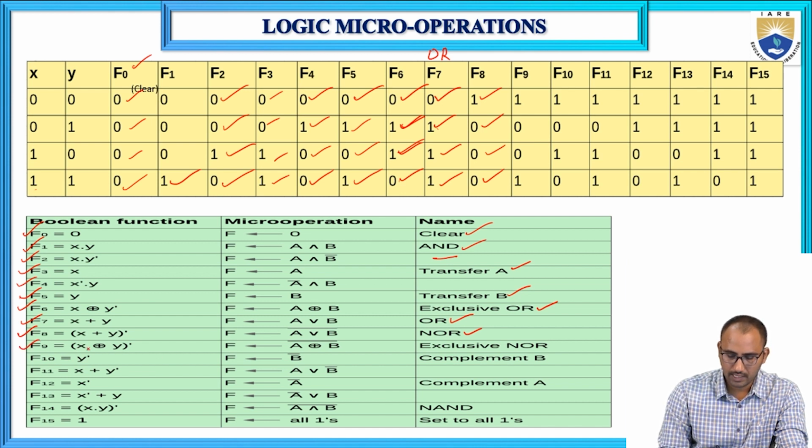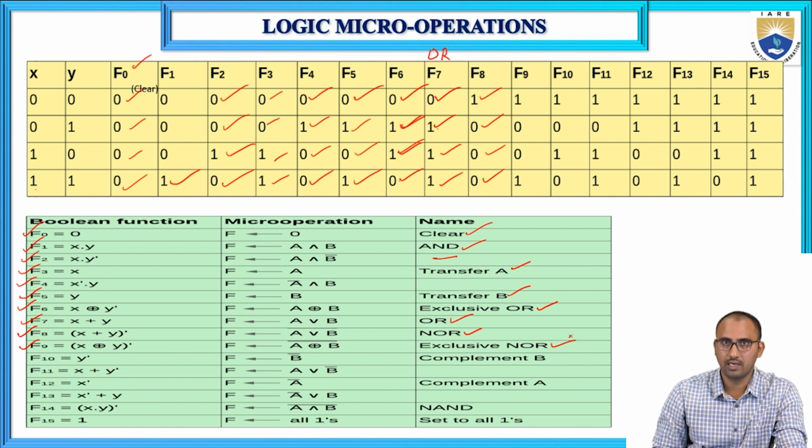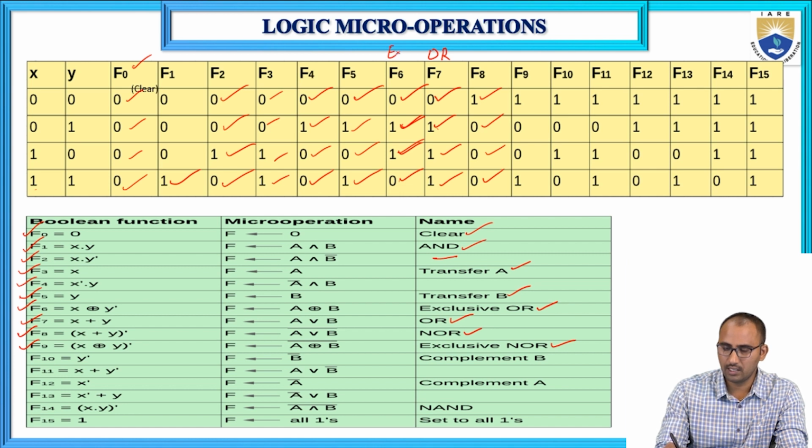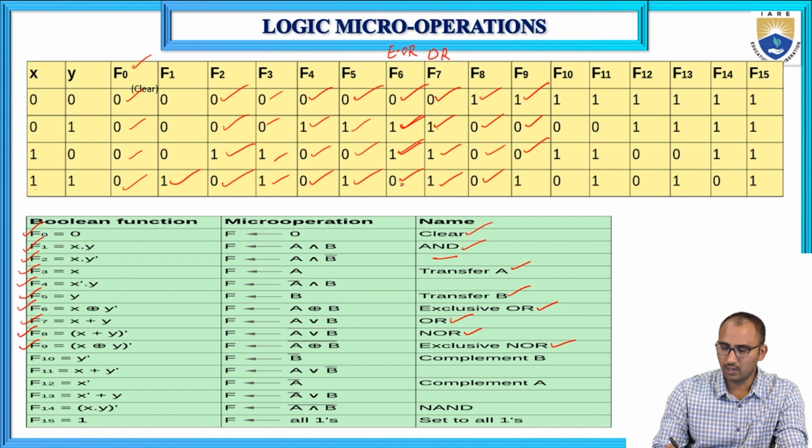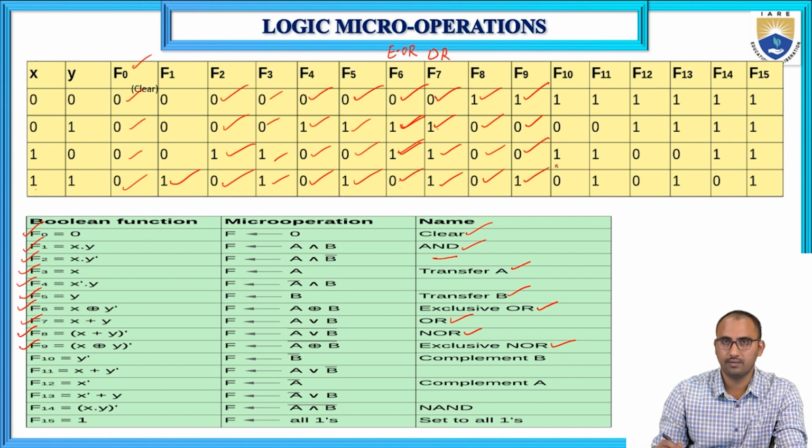Next F9. What is F9? X XOR Y whole bar, which is equal to exclusive NOR. Where is the exclusive OR? The function is F6, it is XOR. If you complement that XOR, then you will get the exclusive NOR operation. So 0 becomes 1, 1 becomes 0, 1 becomes 0, 0 becomes 1. So that is F9.